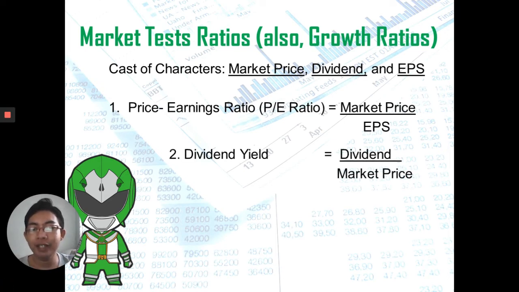Next, we have the dividend yield ratio. Pag sabing dividend yield, okay, nasa pangalan, dividend yung una. So, ang numerator mo, dividend. So, yield yung pangalawa. So as you can see, ang other term for yield is market. So that is your denominator, market price. So the formula is dividend divided by market price.